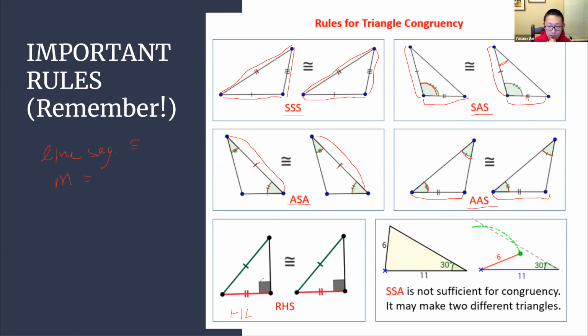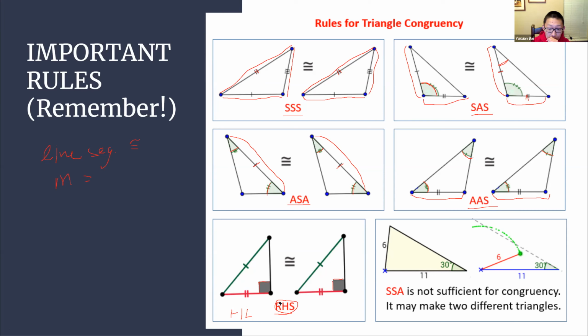Okay? So a right triangle is basically any triangle that has one right angle. No triangle can have more than one right angle, only one right angle. So any triangle that has one right angle, which is 90 degrees, is what we call a right triangle. And we can use this theorem right here to prove right triangles congruent to another right triangle.